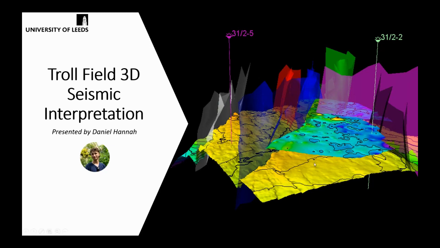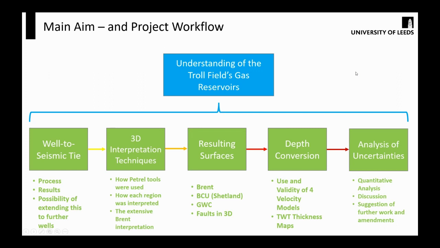So the aim of the presentation today is to create a better understanding of the Petrel field's gas reservoirs in particular, and there are 5 stages of the workflow that are outlined here, which include making a well-to-seismic tie, using a variety of 3D interpretation techniques to create the resulting surfaces of the Brent, the BCU, the gas-water contact and faults in 3D, before using a velocity model to complete a depth conversion and finally give an analysis of the uncertainties that result from the findings.